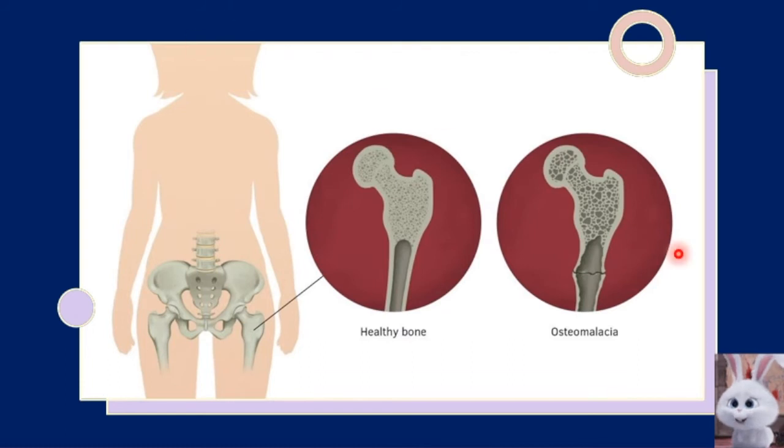So this is how a bone of a patient with osteomalacia would look. Notice that there is a lesser mass compared to that of the healthy bone.